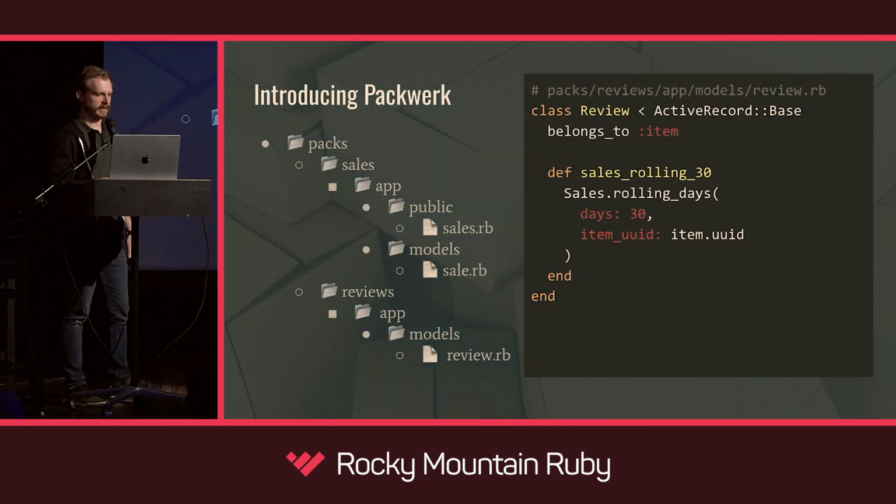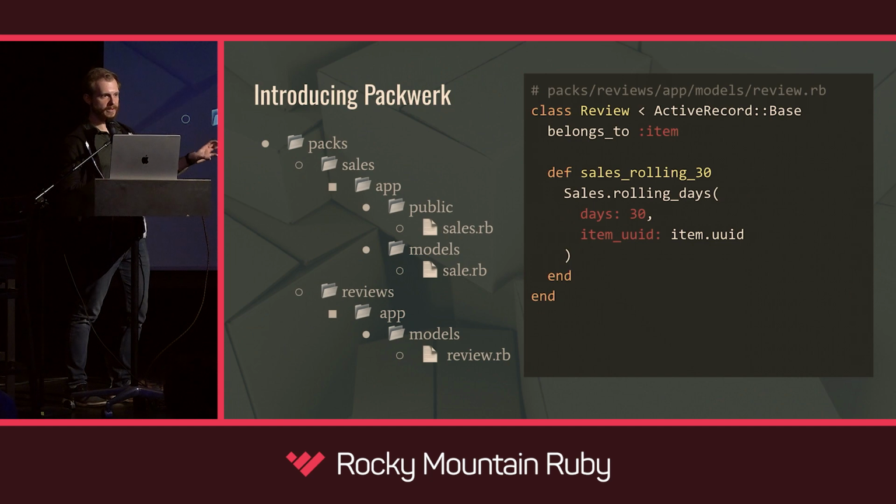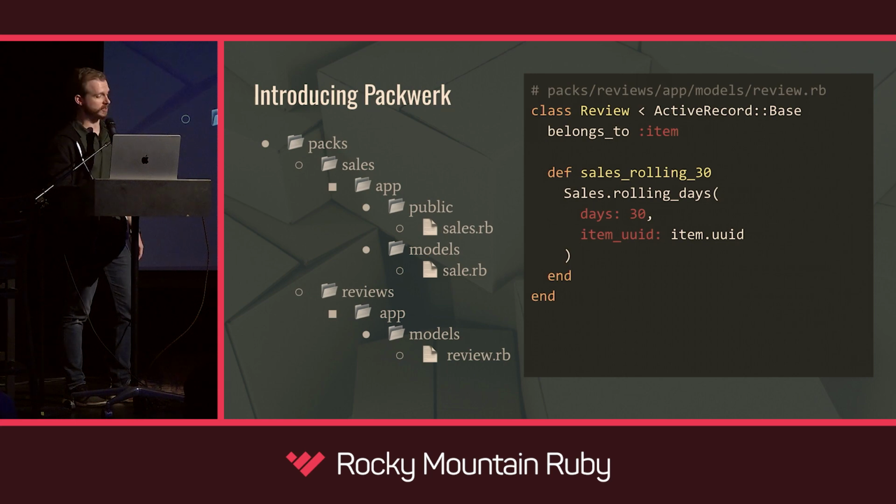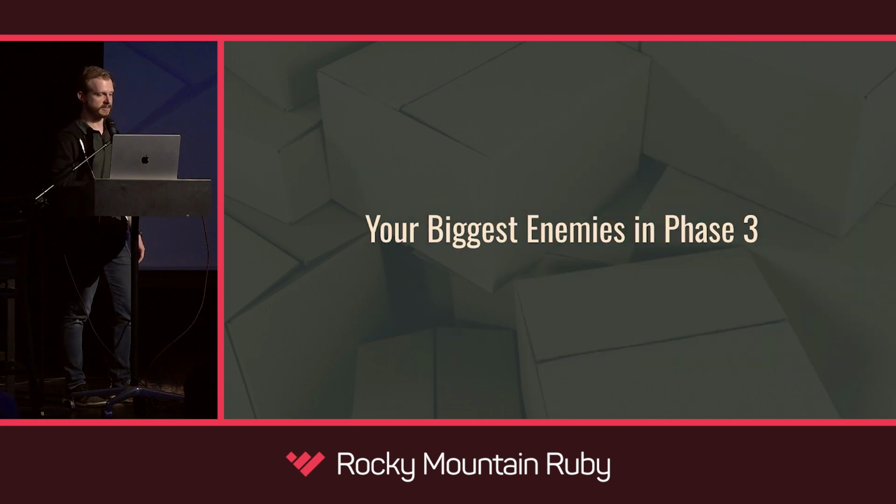So back to our violating class in review. Now we've got this public interface that we've discussed between the teams. And now we can convert the sales rolling 30 method to use sales.rollingDays, and it gives the number of days and then an item UUID. And now we can depend upon this public contract as being stable and solid, but everything inside there can change without us having to talk to the review team, which is fantastic.